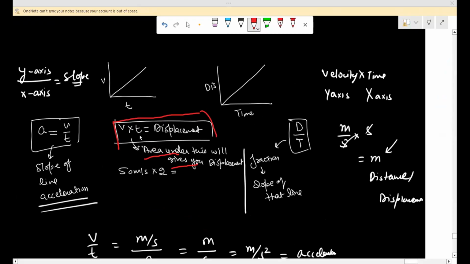Ma'am, that is V into T, right? Yes. This box part and these two lines. The area under VT graphs gives us displacement or distance.